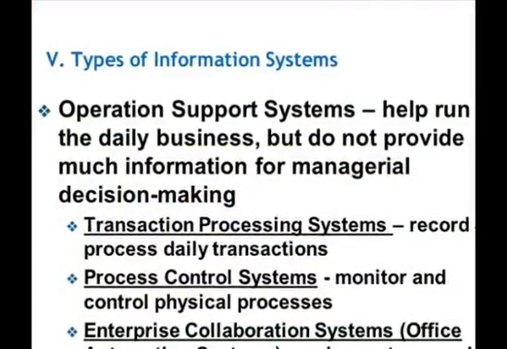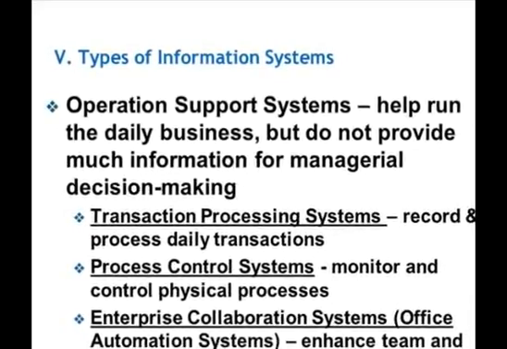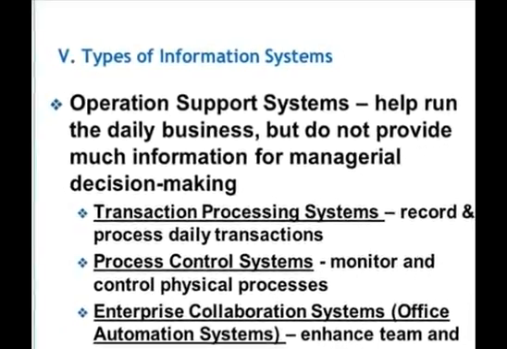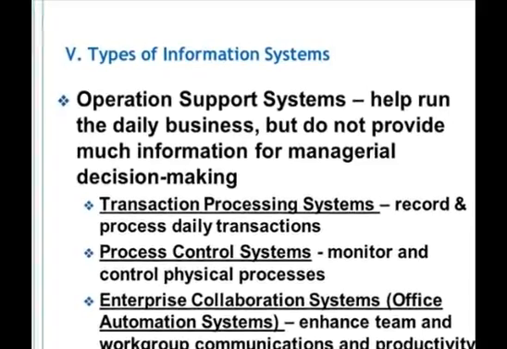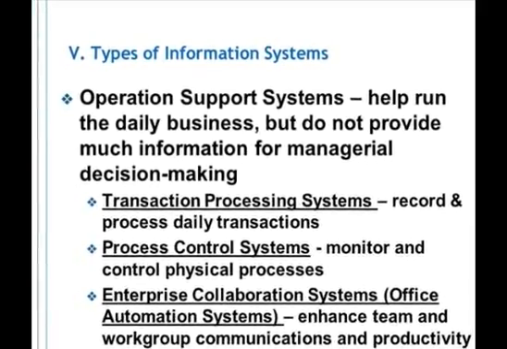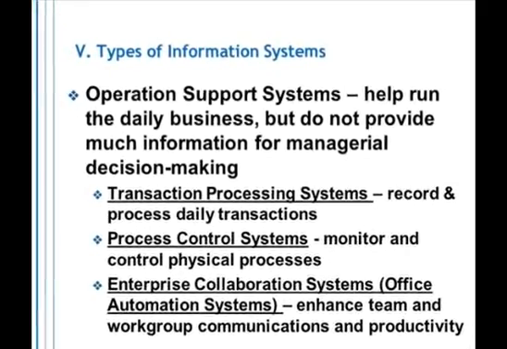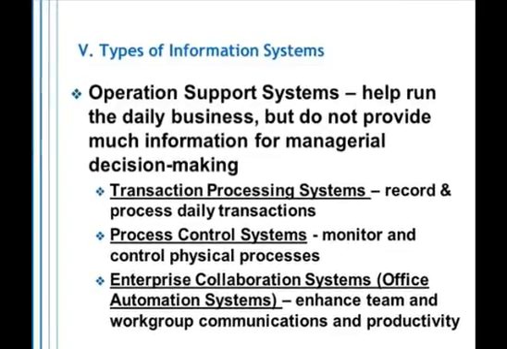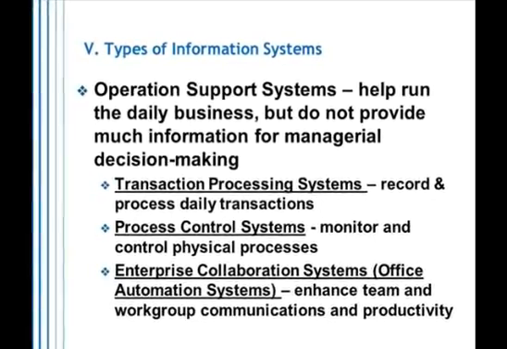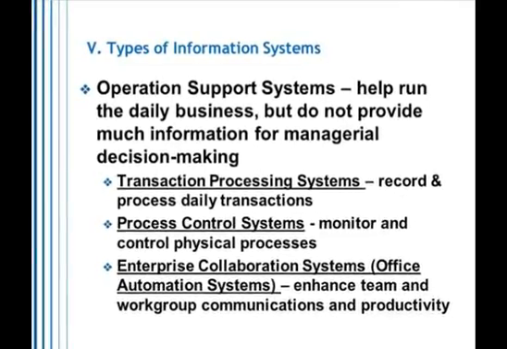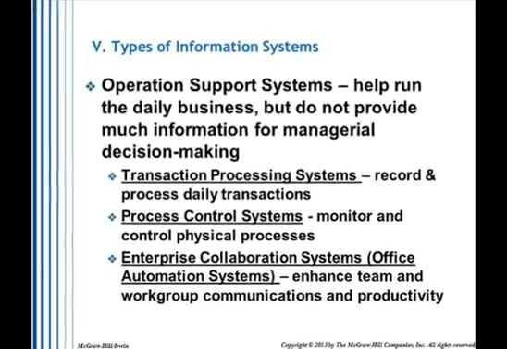And of course, there are different types of information systems. There are operational support systems that help us run the daily business of the operations. Those are transaction processing systems. An accounting system is a transaction processing system. Process control systems are those that control the flow of a process, something like the gas company and the electric company utilize to provide service to us in the form of natural gas or electricity. Those are process control systems. And then, of course, the enterprise collaboration systems, also called office suites or office productivity suites.